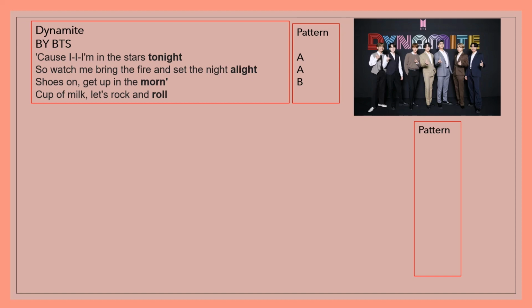Finally, the word roll. Does it rhyme with tonight and alight? No. How about with the word morn? If that's so, we will use letter C. So, the pattern now is AABC.